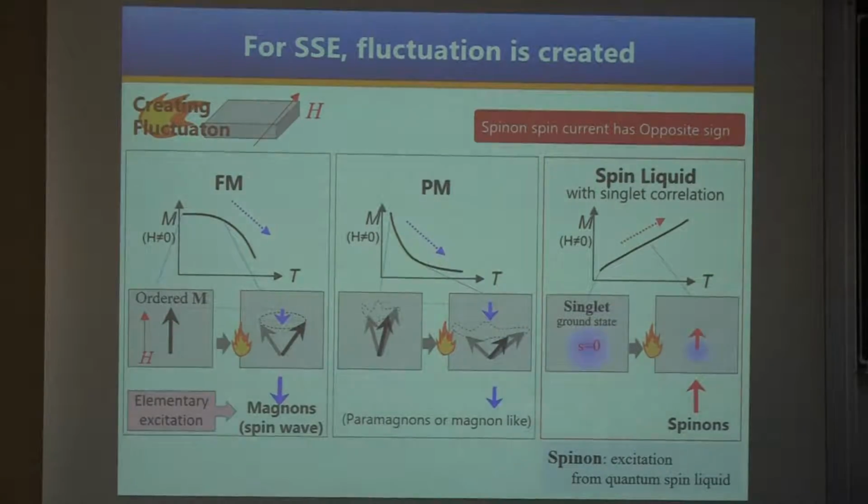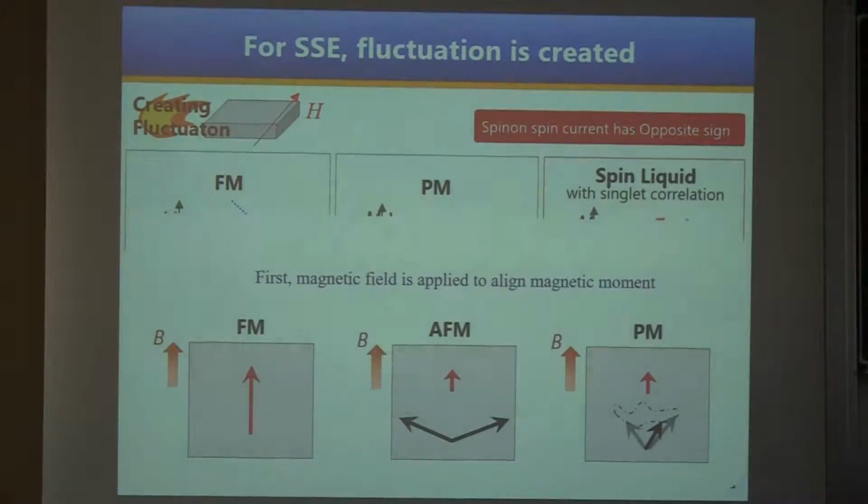First of all, for the spin Seebeck effect measurement, we have to apply a magnetic field to align the magnetization like this, in the ferromagnetic case and the antiferromagnetic case. Then we have to apply heat to bring fluctuation into this system.